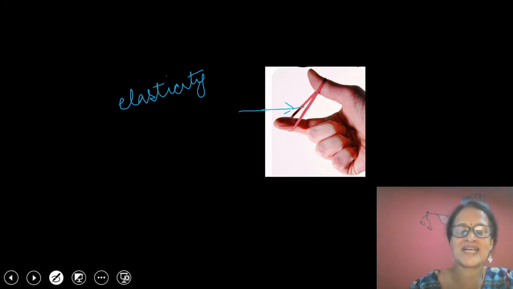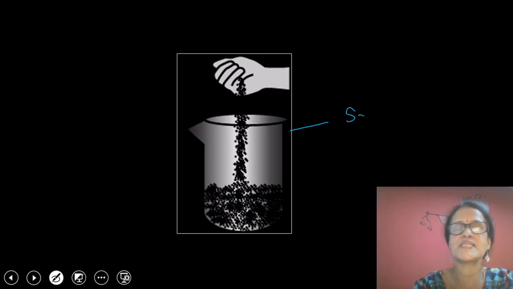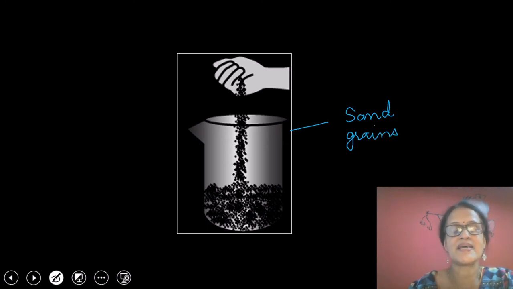So we can conclude that rubber band is a solid, but it possesses the property of elasticity. Because of the property of elasticity, it can be stretched on applying force. Now in this diagram, you can see that some sand grains are poured into a container. You may think that when sand grains are poured into the container, they are taking the shape of container, but it is not true. You have to look at the shape of a single sand grain.